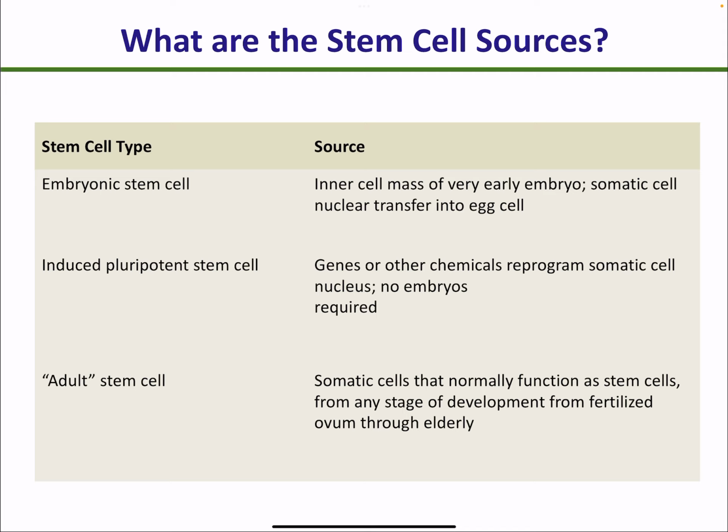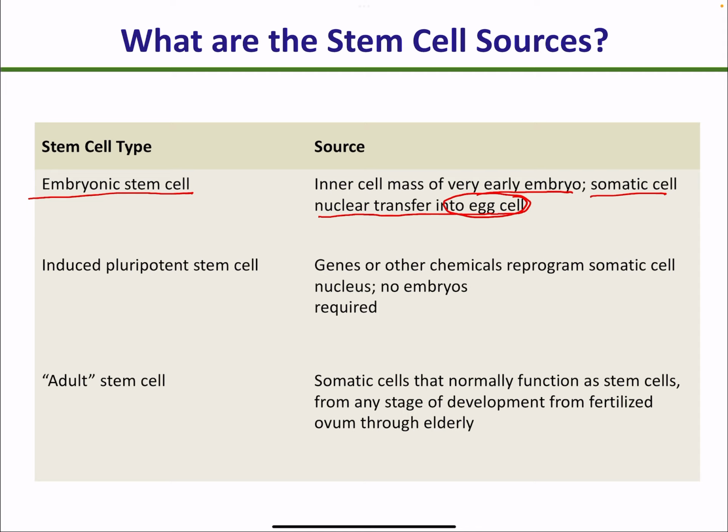There are really three major sources of stem cells. We have the embryonic stem cells. Embryonic stem cells are the cells that can become about any other kind of cell. These are totipotent cells, right? So they can be obtained from an embryo, right? Or somatic cells in which you have a nuclear transfer into an egg. But that has to come from an embryo, basically.